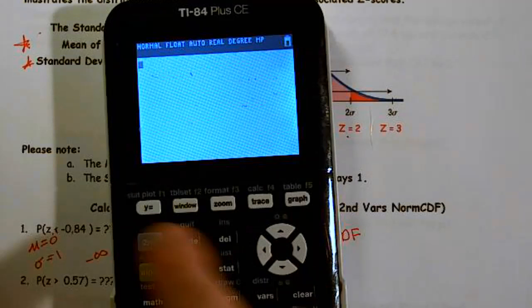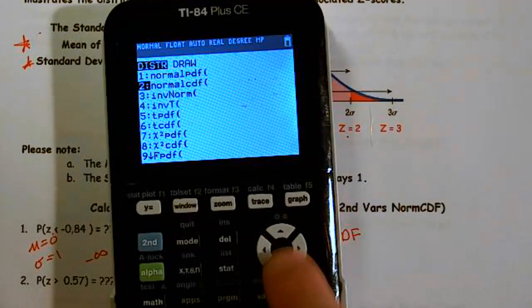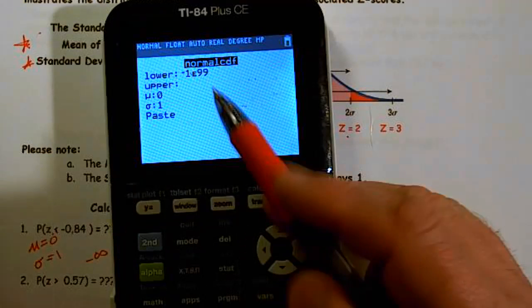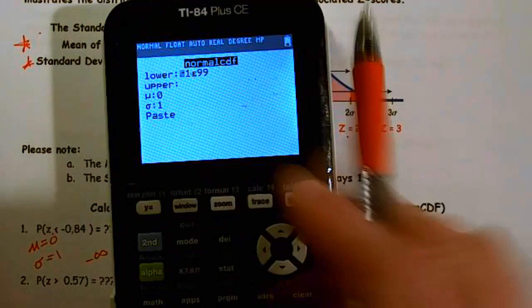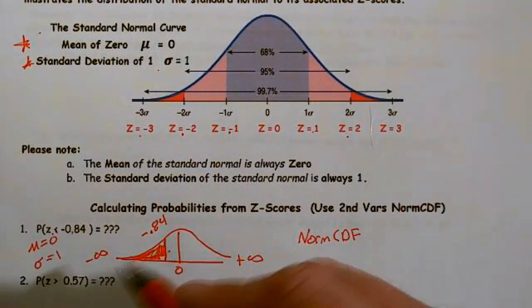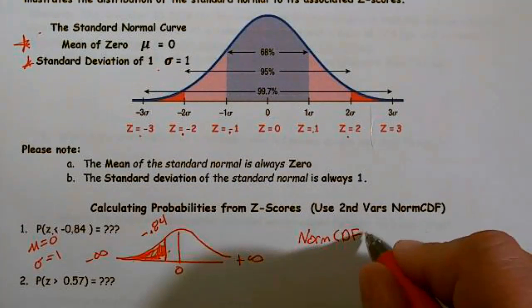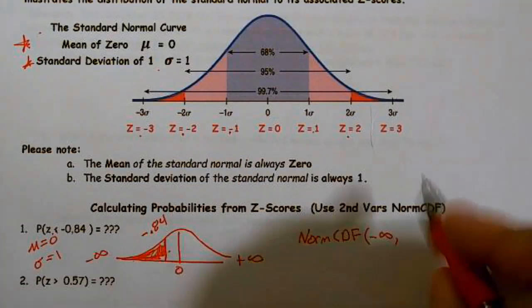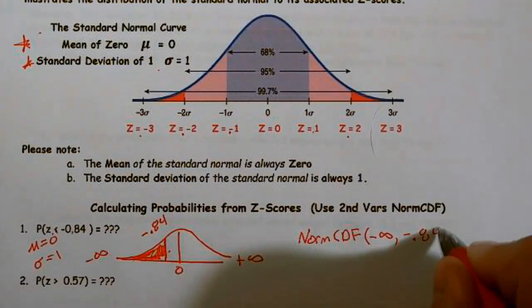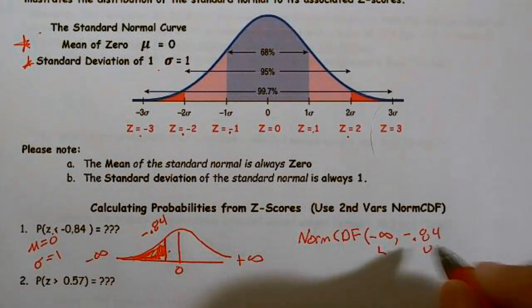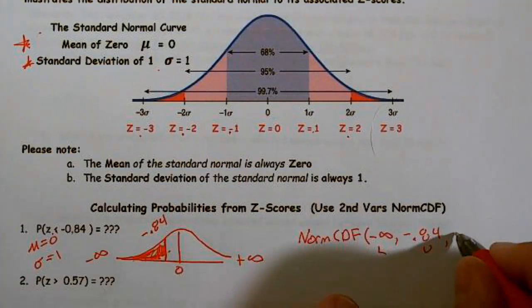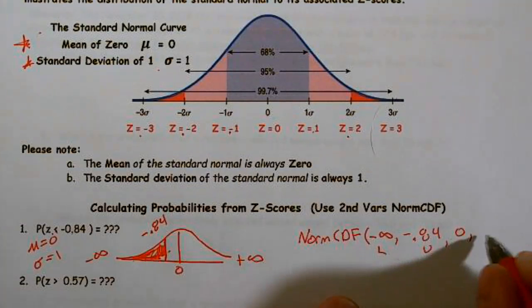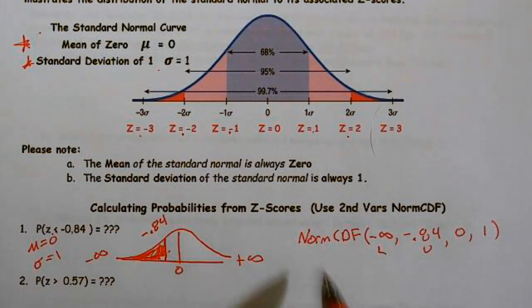All right. So second vars, normal CDF. Oh, it asks for a lower, an upper, a mean, and a standard deviation. Okay, what's my lower? It goes to negative infinity, so my lower is negative infinity. My upper part of my shaded is negative 0.84. So lower, upper, and then we have a mean of 0 because it's a z-score and a standard deviation of 1. That right there is what you need to show in order to receive full credit.